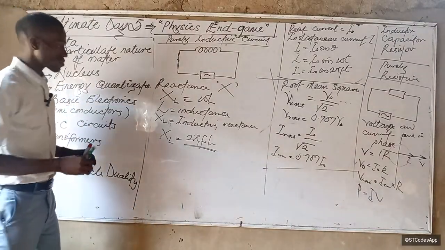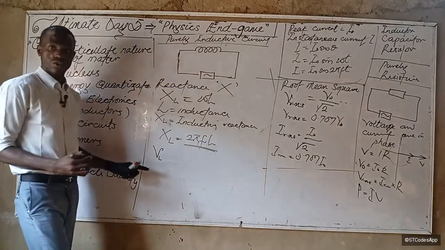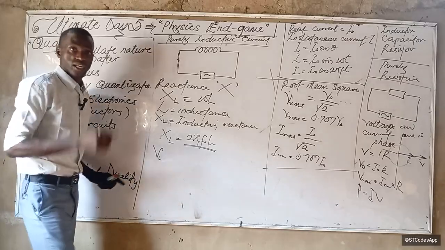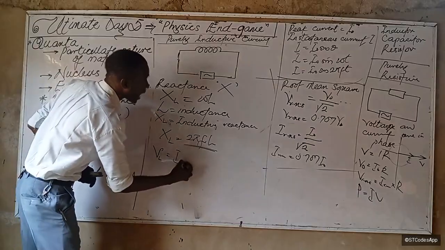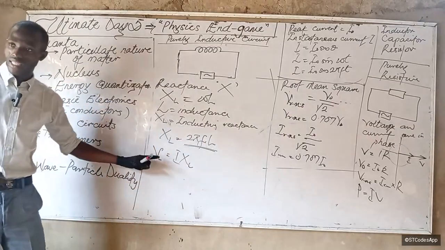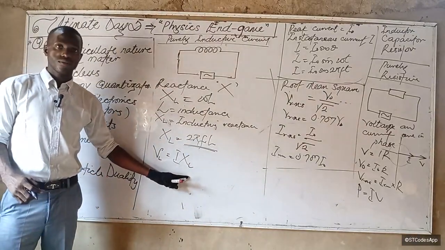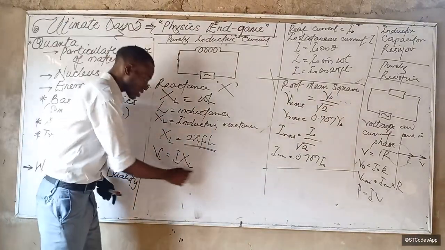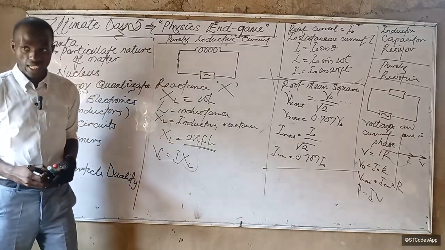Does this make sense? So this is the formula for inductive reactance. Are we good? So the voltage that now flows across this inductor, we'll call it V sub L, is going to be I times X sub L. I times what? X sub L. X sub L being the inductive reactance. Are we good with that?